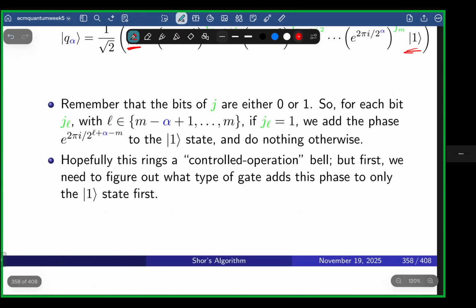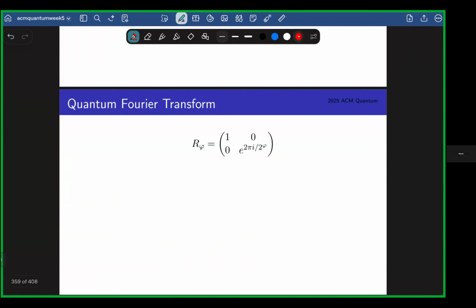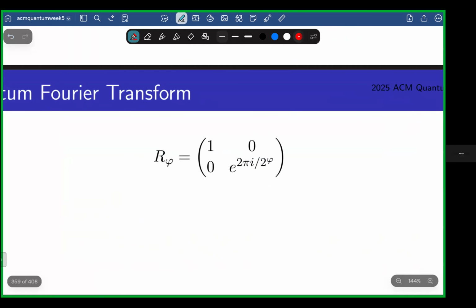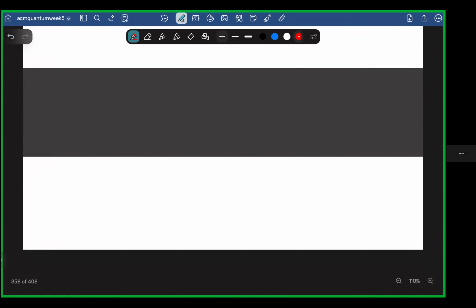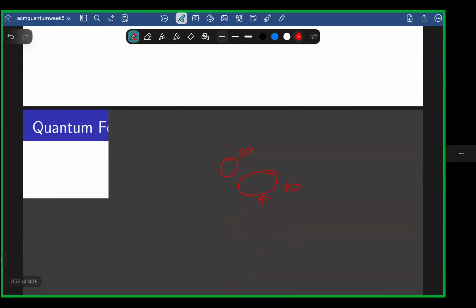Okay, so let's figure out how we add these phases based on the states. Here's the gate. It's a diagonal gate, because we're keeping the 0 and 1 states the same, but we're just adding phase to the 1 state. This is the phase that we add to the 0 state, and this is the phase that we add to the 1 state. This is just the definition. We call it R subscript phi, and the non-trivial element is e to the 2 pi I over 2 to the power of something, directly related to the phase here.